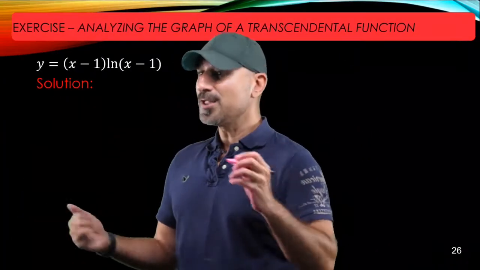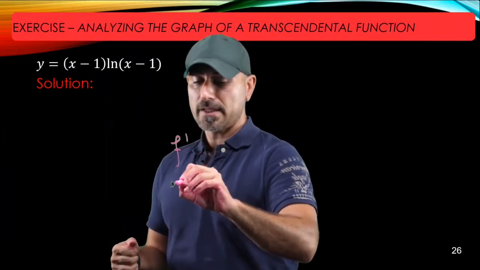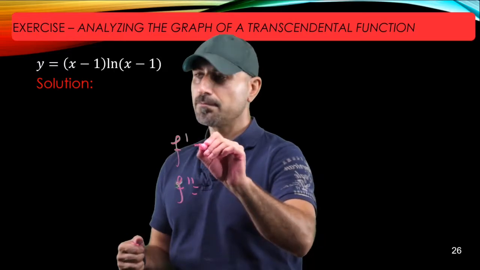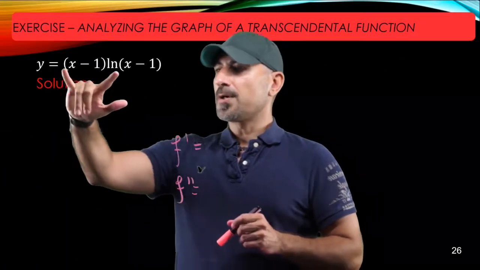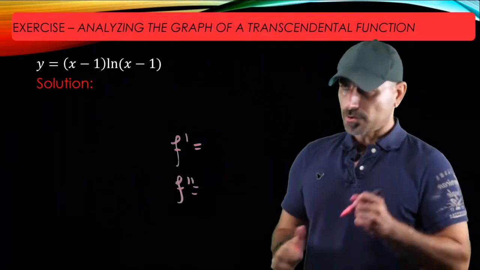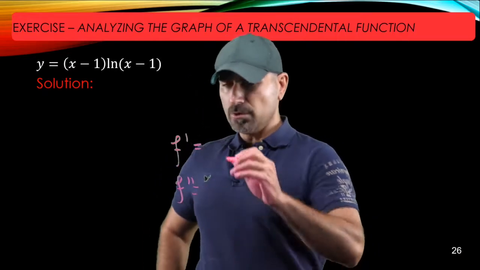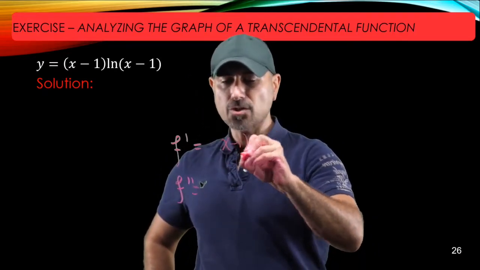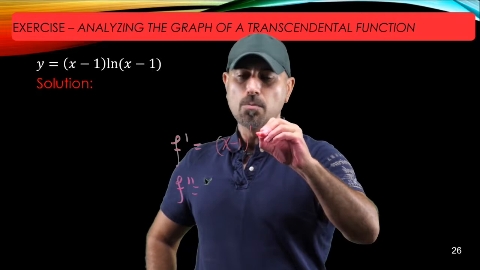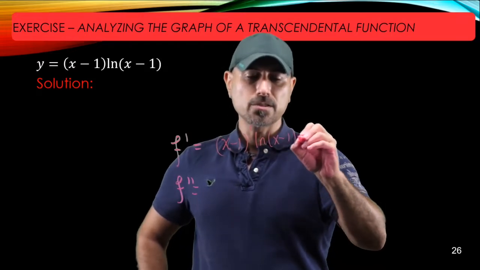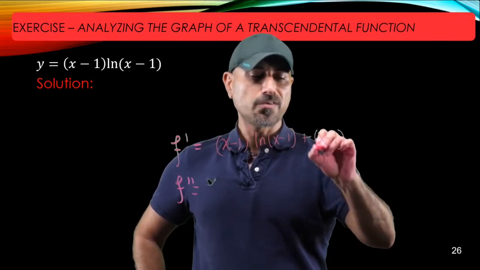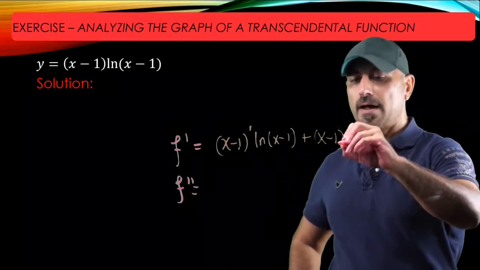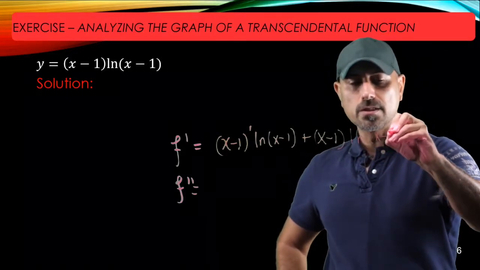All right, finally we check f prime and f double prime. Well, we have the product of two functions. Why don't we use the product rule? So it is essentially take the derivative of the first function, multiply it by the second function, and then keep the first function and multiply by the second function's derivative.